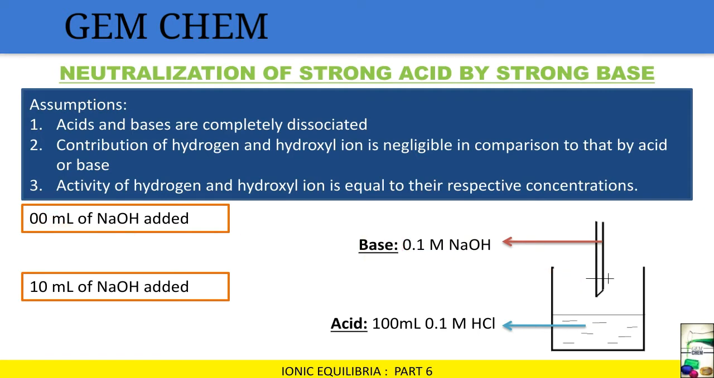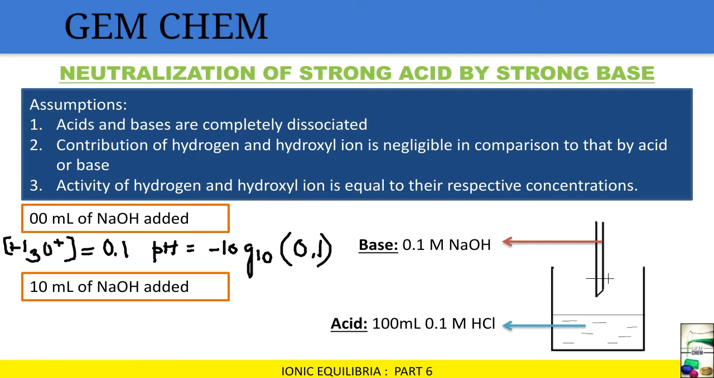Now the first case is when only HCl is present, no NaOH is added. In that case we are going to find out the pH, right? So what will be the concentration of H3O+? Concentration of H3O+ is equal to 0.1 molar, right? So pH equals minus log 0.1, and the answer comes to be 1. This is the pH when 0 ml of NaOH is added.